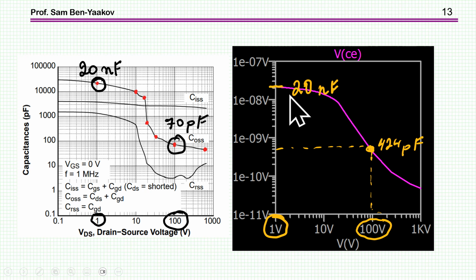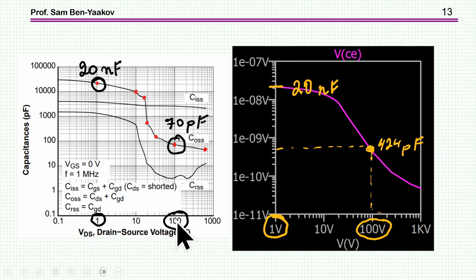We see it starts at 20 nanofarad and then it goes down. Now it sort of resembles this curve here, which is the small signal or differential capacitance, but it's not the same, because this is actually related to the integral from 0 to this point, while here it's a local capacitance. So at the beginning it's about the same, of course, but if we go to say 100 volt, here we get 424 picofarad. This is the energy related capacitance.